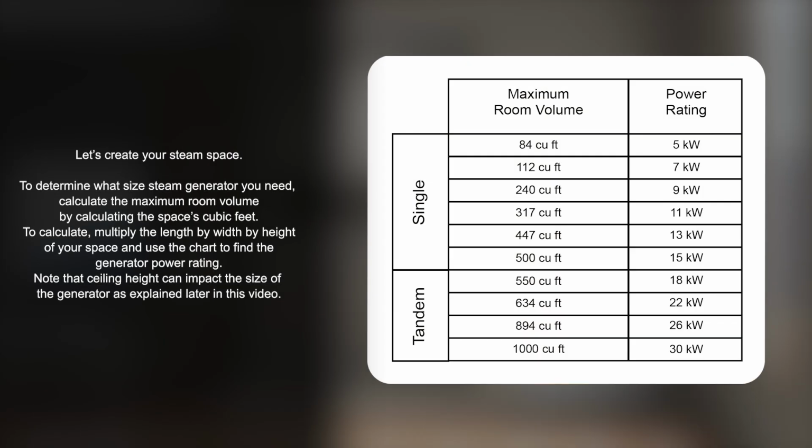Let's create your steam space. To determine what size steam generator you need, calculate the maximum room volume by calculating the space's cubic feet. To calculate, multiply the length by width by height of your space and use the chart to find the generator power rating. Note that ceiling height can impact the size of the generator as explained later in this video.